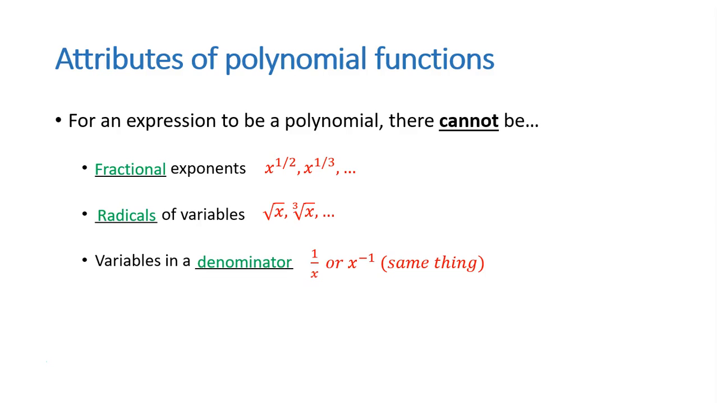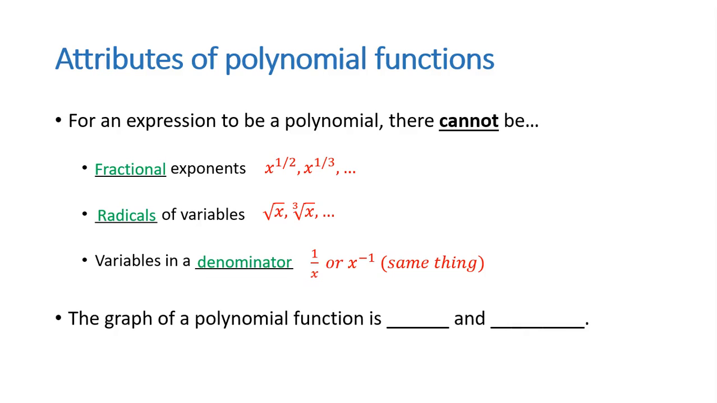So no variables in denominators, no variables in radicals, and any exponent we have has to be a positive whole number. Another thing we can't have in a polynomial is absolute value. That's something else we've looked at so far: expressions that have absolute value. Absolute value is also not considered to be polynomial. So anything that has absolute value in it, even if the rest of the function would be considered polynomial, having that absolute value in it makes it non-polynomial.